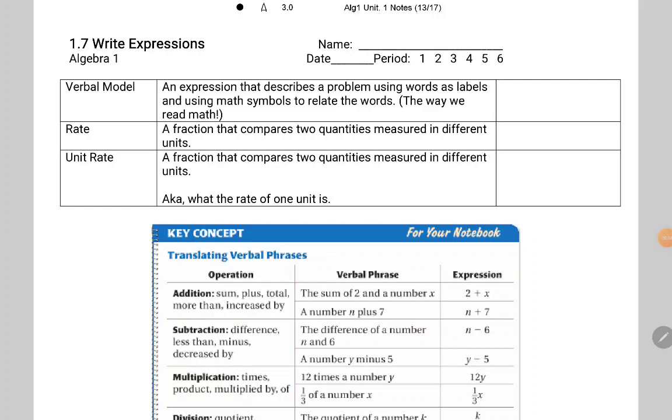Today in Algebra 1 we're going to be writing expressions. In Algebra we're learning kind of like the basics of the math language. Here we go.